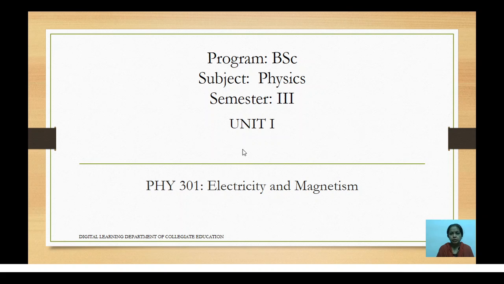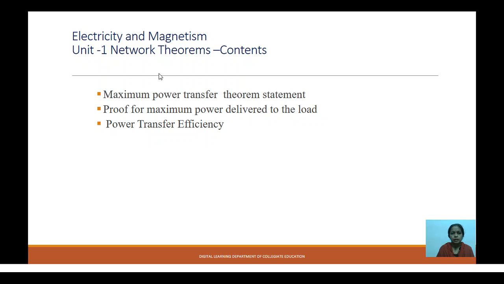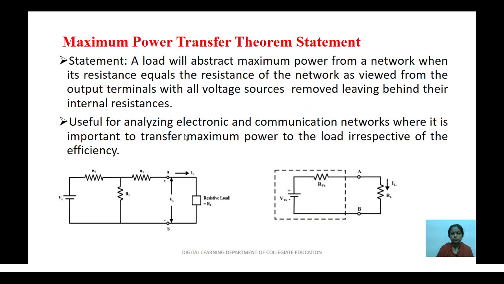So this is a video on BSc Physics Semester 3 Unit 1 Electricity and Magnetism. Electricity and Magnetism Unit 1 Network Theorems contains the Maximum Power Transfer Theorem statement, proof for maximum power delivered to the load, and power transfer efficiency. So in this we'll be learning about the maximum power transfer theorem. So we'll see what the statement is.